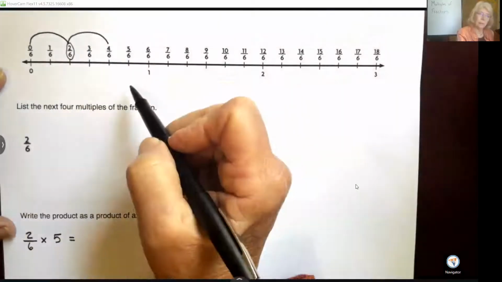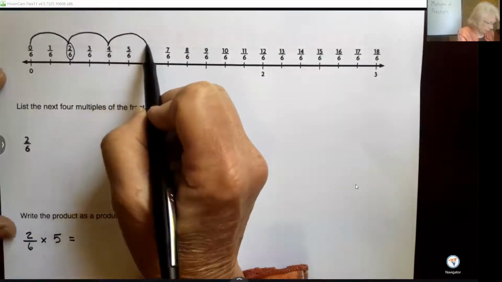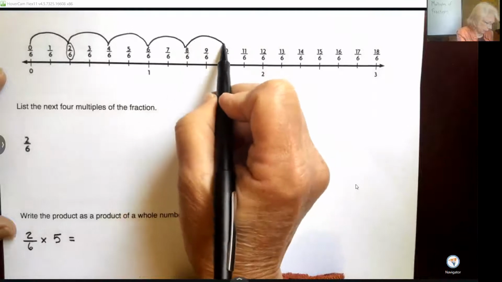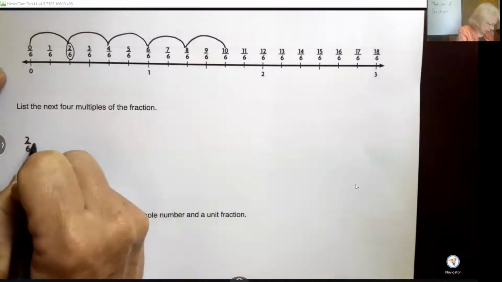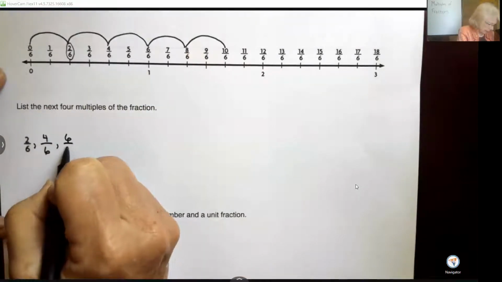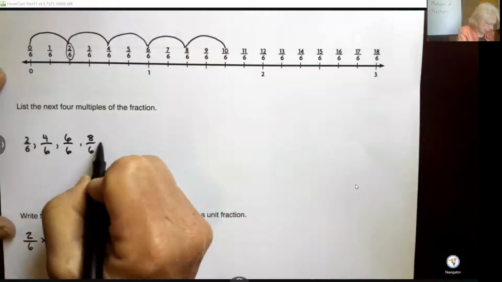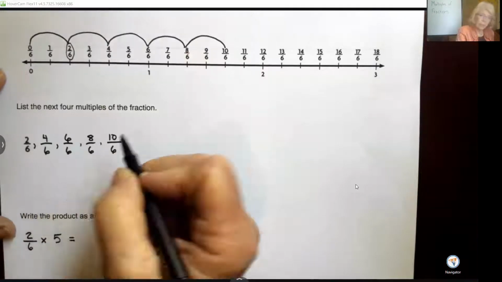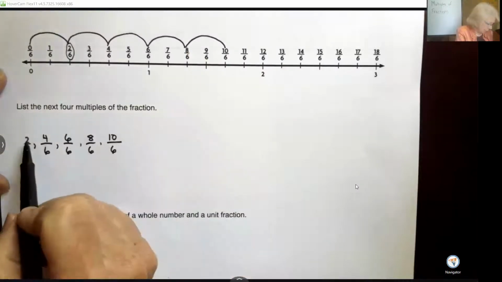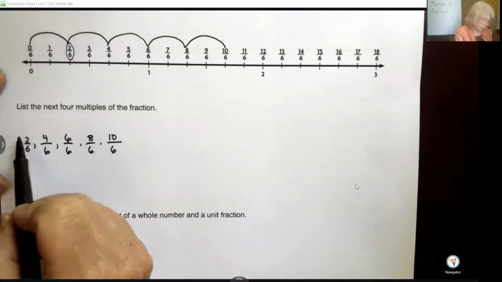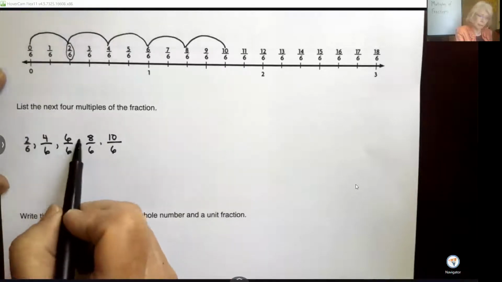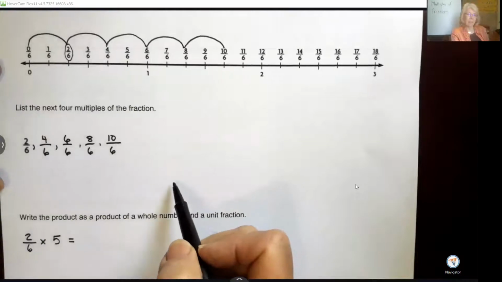So we hop 2/6 over to 4/6, hop another 2, hop another 2, and we need 1 more to do 4 hops. Okay, and our multiples look like this. It's 4/6, 6/6, 8/6, you got it, 10/6. Notice that the denominator stays the same this whole time, and the numerator is basically multiples of 2. If we start with a 2 and we're going to do multiples, then it's 2, 4, 6, 8, 10, just like if it wasn't in a fraction.